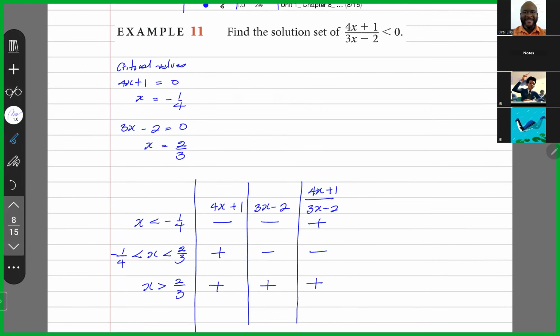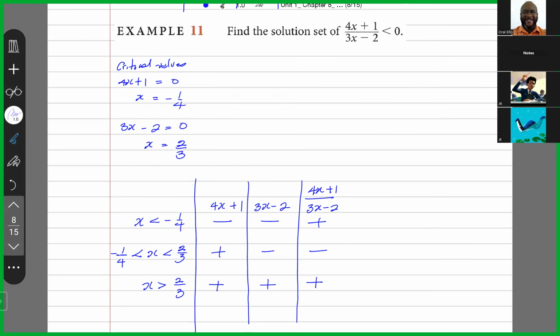What I want are the values of x for which the function is less than 0, or the values of x for which (4x + 1)/(3x - 2) is negative. And so my solution is x is less than 2/3, and simultaneously x is greater than minus a quarter. These are the values of x satisfying, or the solution set for, the inequality (4x + 1)/(3x - 2) < 0.